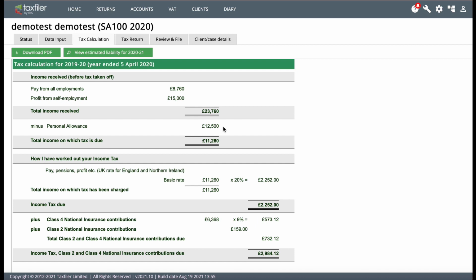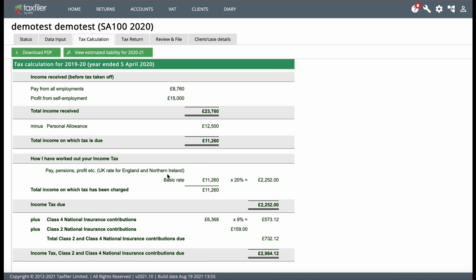Now, as you probably know, everyone gets a personal allowance, which is the amount that you're allowed to earn before you pay any tax. And in the 2019-2020 tax year, the personal allowance was 12,500, as you'll see there. So the total income on which your tax is due will be the total income you've received, 23,760, less the personal allowance, which is 12,500. So that's 11,260. So that's what you effectively pay tax on for the 2019-2020 year, because although you've earned 23,760, you'll get a personal allowance of 12,500, which you don't pay any tax on at all. So your taxable income is 11,260.